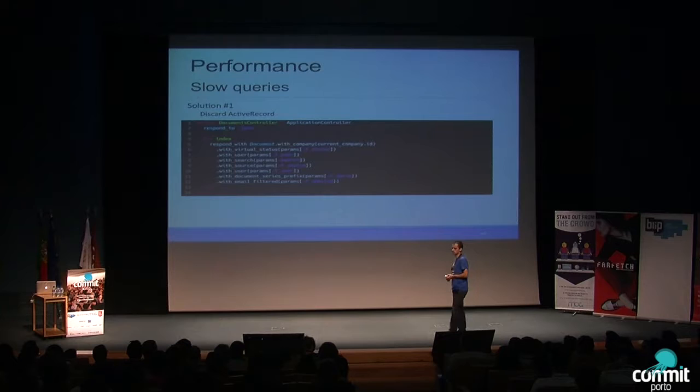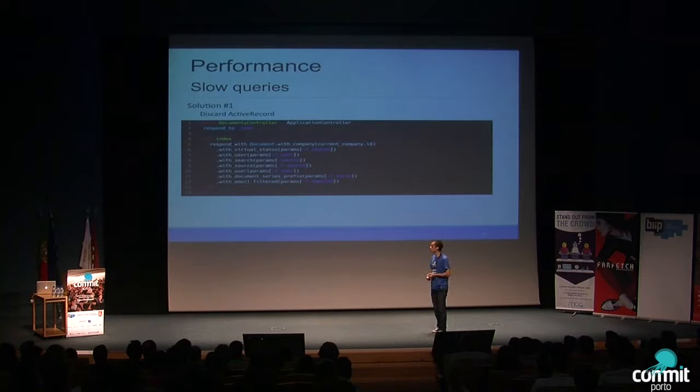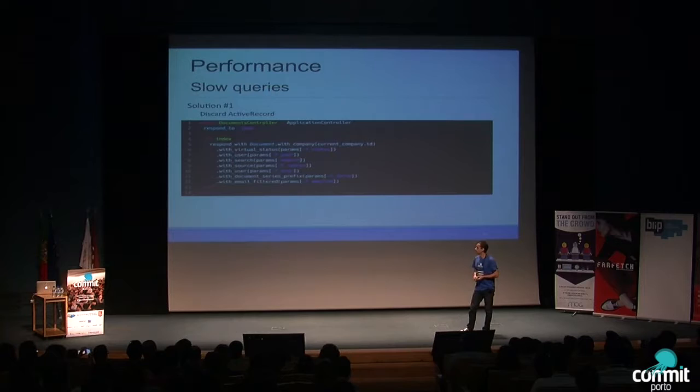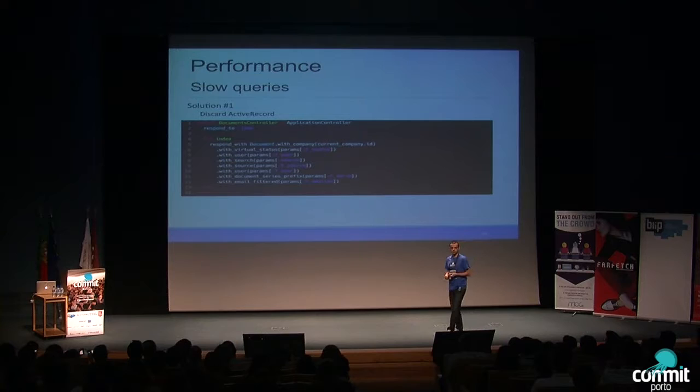Our first solution was to discard Active Record. Our request initially was something like this. We used Active Record scopes to get the data from the database, and we relied on Active Record's JSON conversion tools to get the JSON data. For a simple request that returns about 20 rows, this would instantiate easily over 1,000 objects, ranging from documents, document lines, customers, addresses, everything that we needed. And most of these objects we would only need for one field.